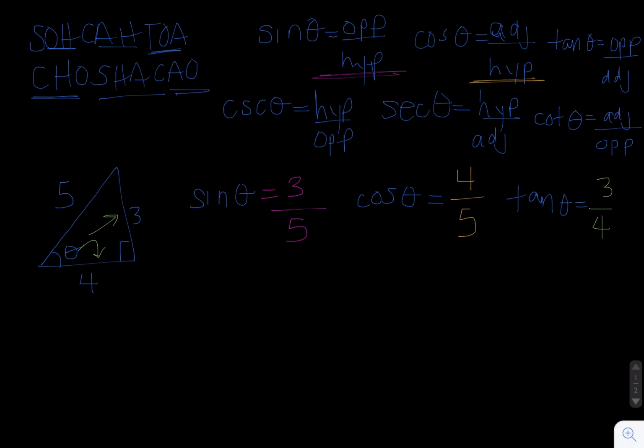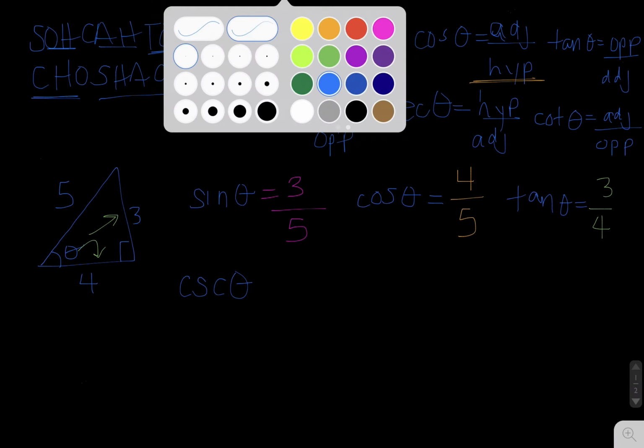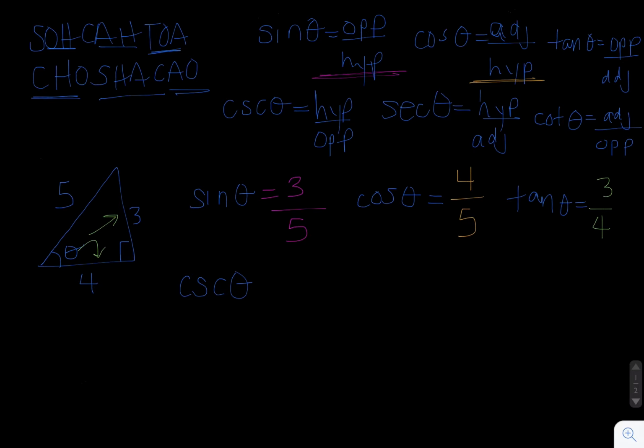Okay, so far so good, hopefully. Let's go with cosecant now. Cosecant of theta, we said, is really just the reciprocal of sine. So if we just flip our answer of sine, that would give us 5 over 3. And that makes sense, right? Because it's hypotenuse over opposite. Hypotenuse is 5, and the opposite side is 3.